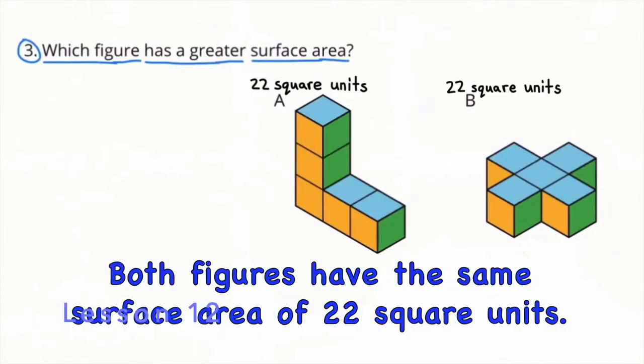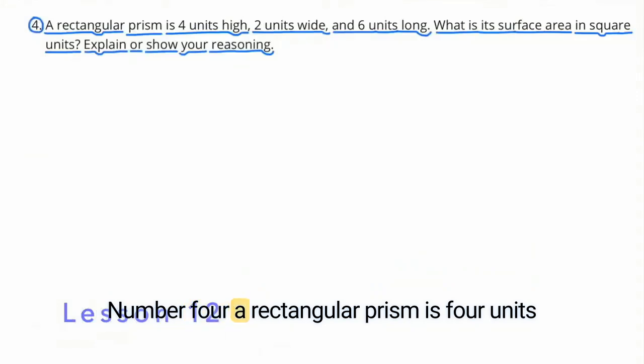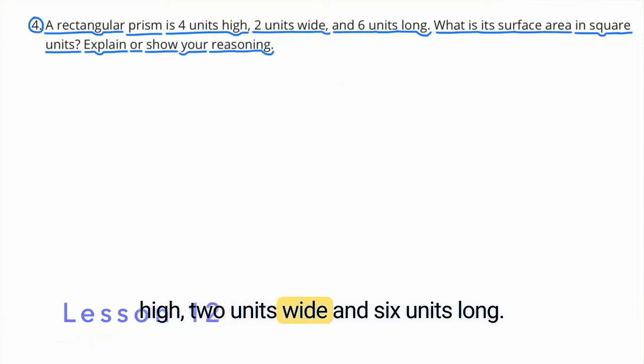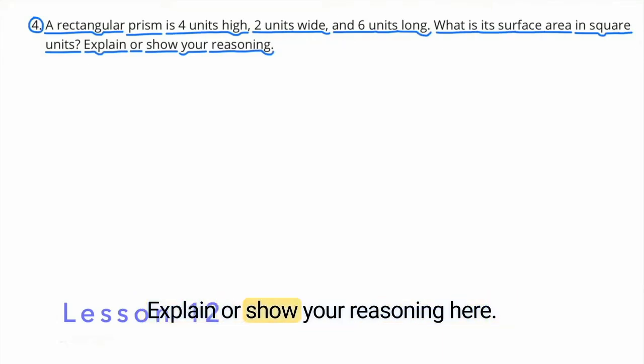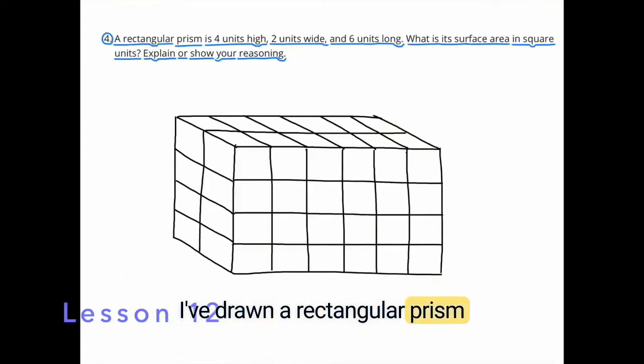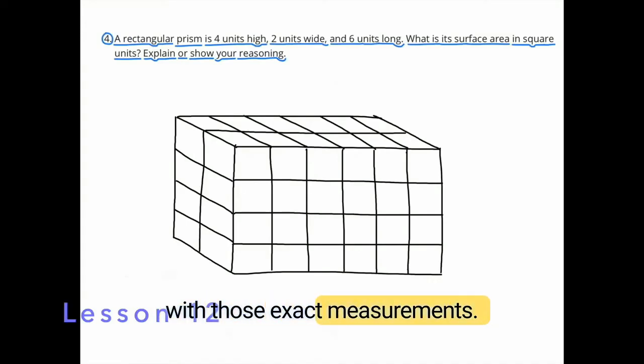Number 4. A rectangular prism is 4 units high, 2 units wide, and 6 units long. What is its surface area in square units? Explain or show your reasoning. Here I've drawn a rectangular prism with those exact measurements.